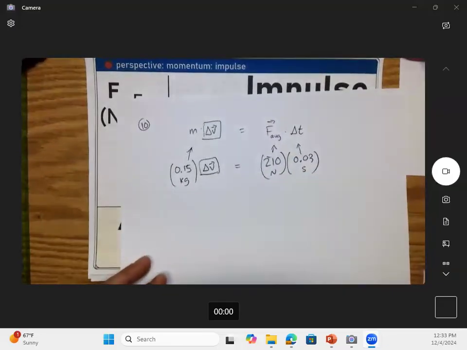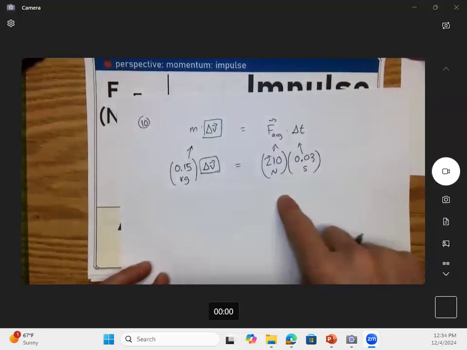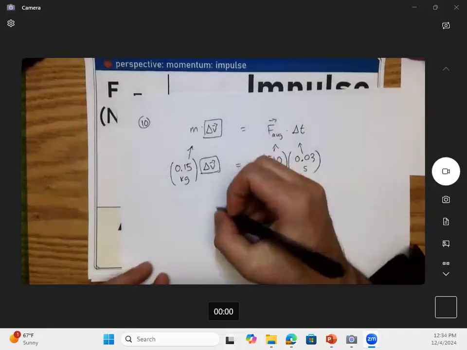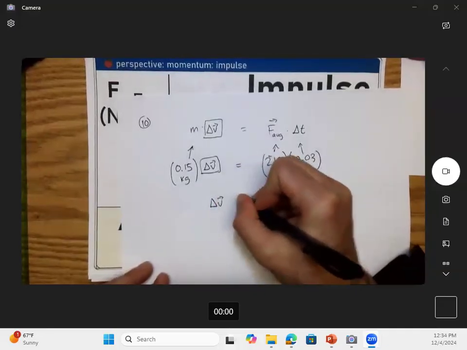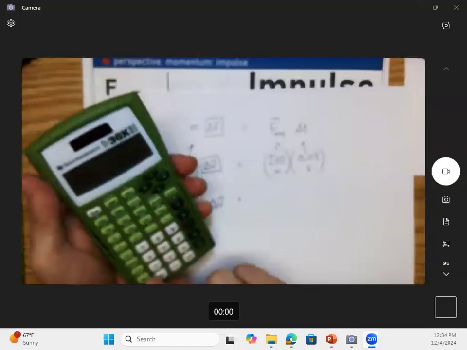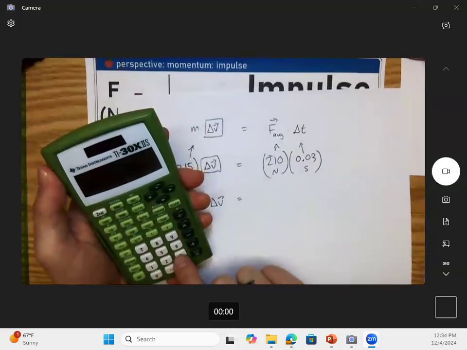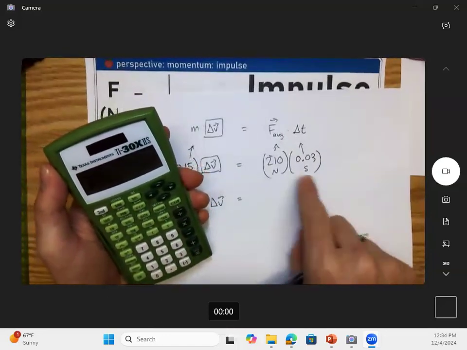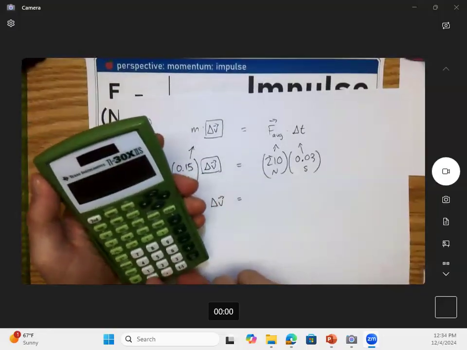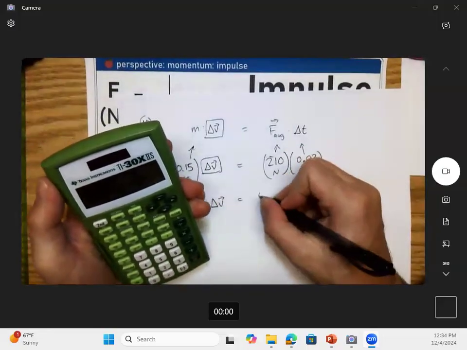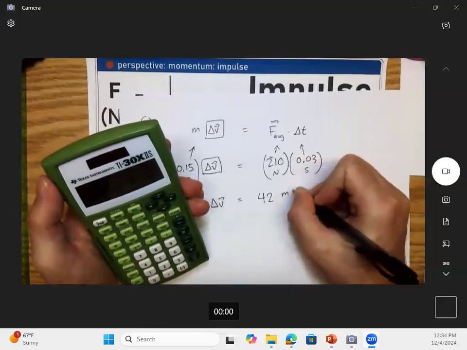One algebra step. All I have to do is divide down the mass. The change in velocity is, let's try this out, that many newtons times that many seconds. So there's the impulse. Divide by the mass it's acting on. It tells me the change in velocity is 42 meters per second.